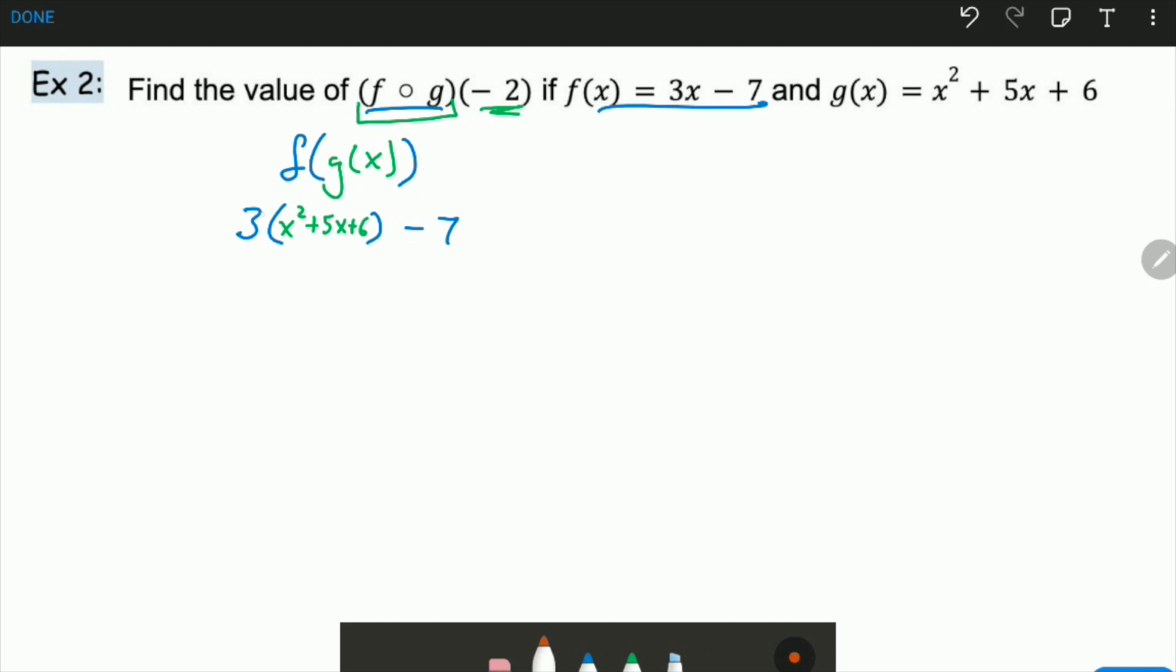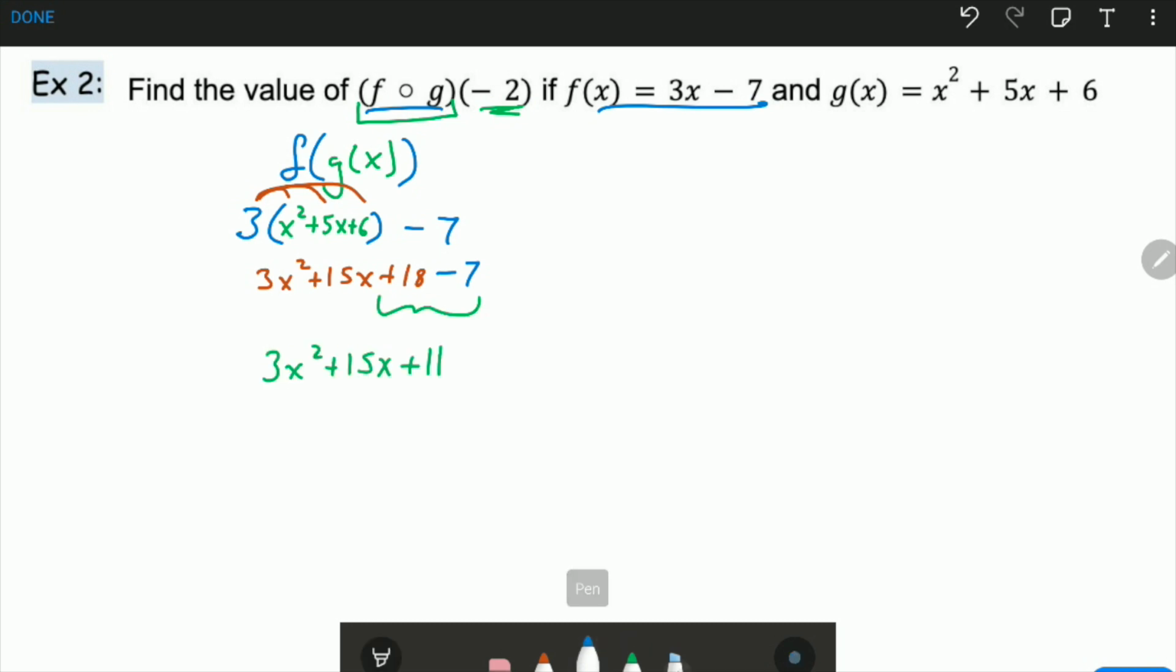Now we just have to simplify this. So distribute my 3 through: 3x squared plus 15x plus 18 with my minus 7 coming down. And combining like terms, we have the 18 minus 7, which is 11. So 3x squared plus 15x plus 11.